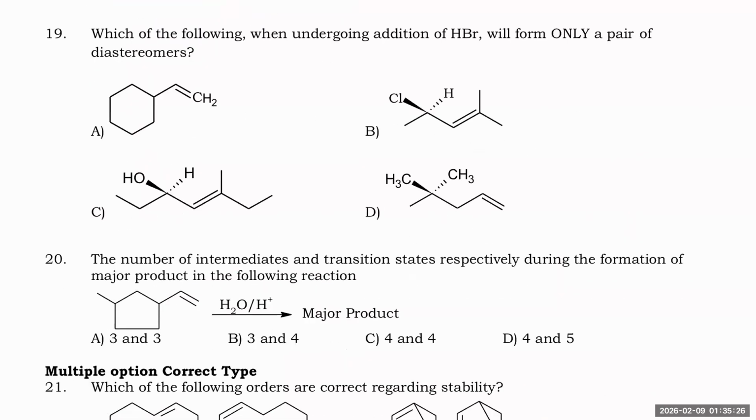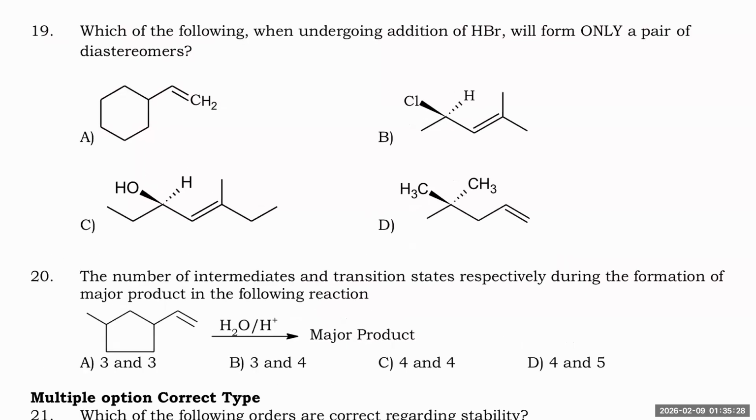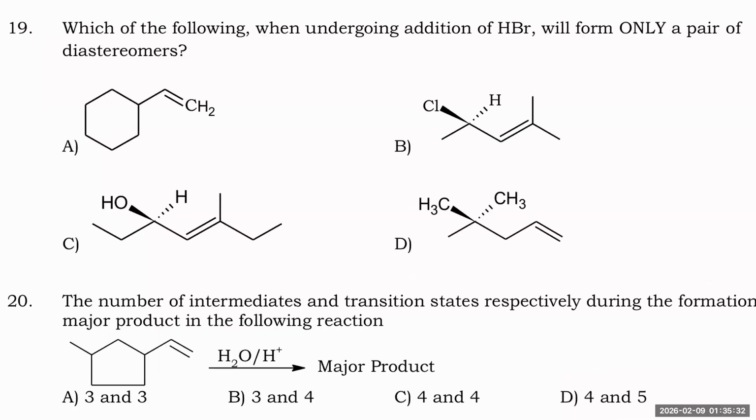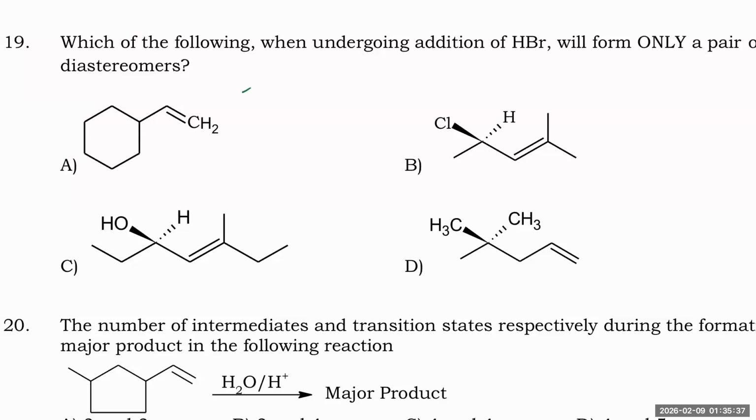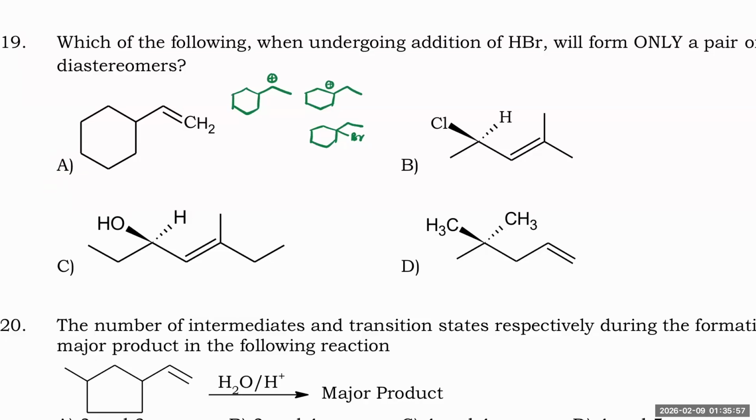Question 19. Which of the following when undergoing HBr will only form a pair of diastereomers? Check out. If you make a first addition of HBr here, one by one we will go. In the option A case, first you know that carbocation will form here. That carbocation will further get rearranged. And after rearrangement, you'll get bromine on that position. So we'll get Br here. There is no chiral center. So the concept of getting diastereomers is not observed in this position.